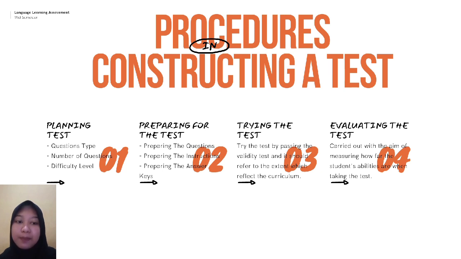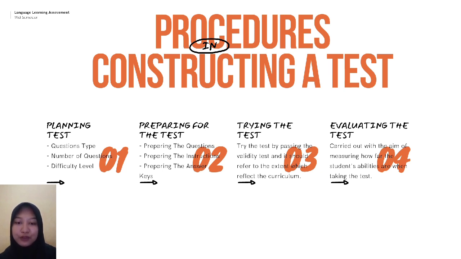Okay, and then in planning the test, we have three aspects that we have to plan. The first one is the question type. So we have to make sure of the type of question that we use in the test, and then the number of questions, and then the difficulty level. And then the second procedure is preparing the test.